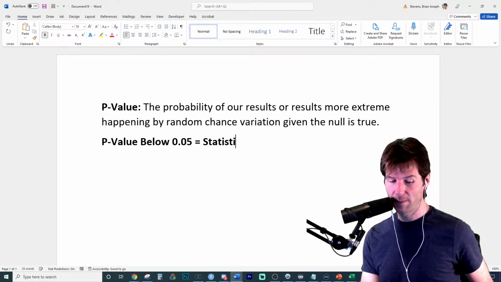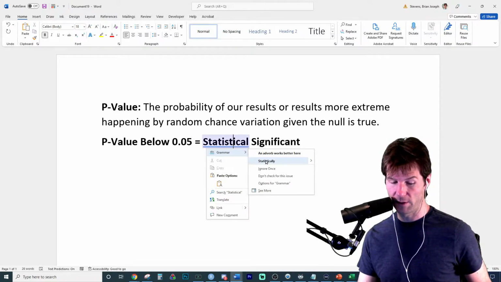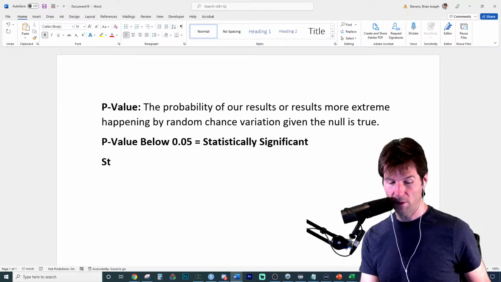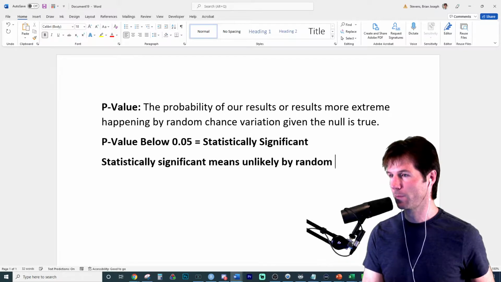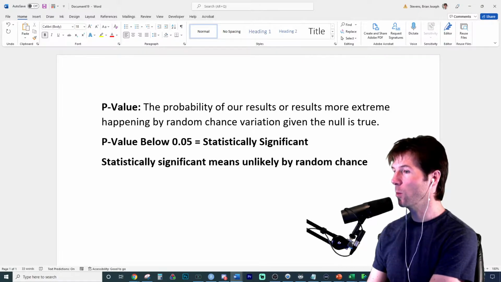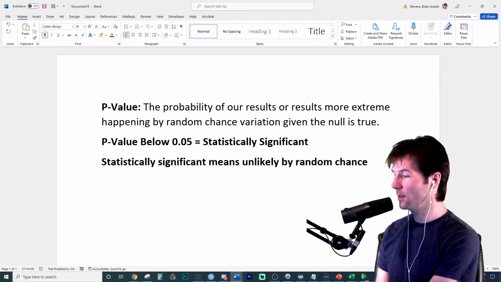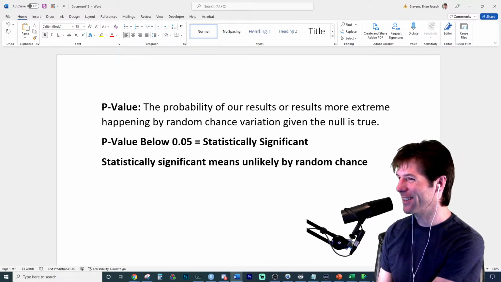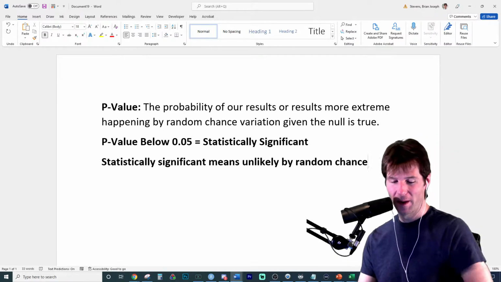So statistically significant. What does statistically significant mean? Statistically significant means unlikely by random chance. There's Canvas content that goes over that: when a p-value is statistically significant, we wouldn't say it's due to random chance. We would say it's unlikely due to random chance. Say that 5 times fast. Statistically significant means unlikely by random chance, or the probability of our results or more extreme happening by random chance variation given that the null is true.